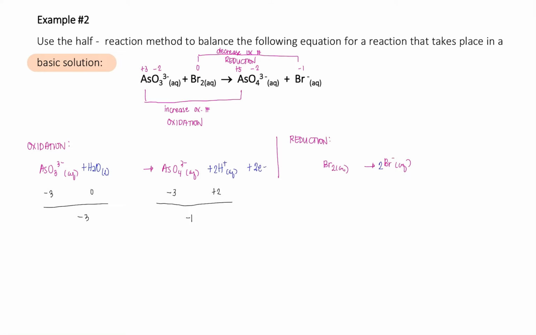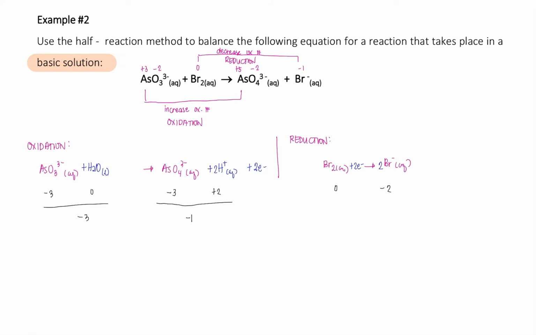So in oxidation, the electrons should be on the right because there is a loss of electrons in oxidation. And then here for bromine, it's 0 on the left side and it's -2 on the right side. So 0 is more positive than -2. The difference is 2, so we're going to add 2 electrons on the left side.